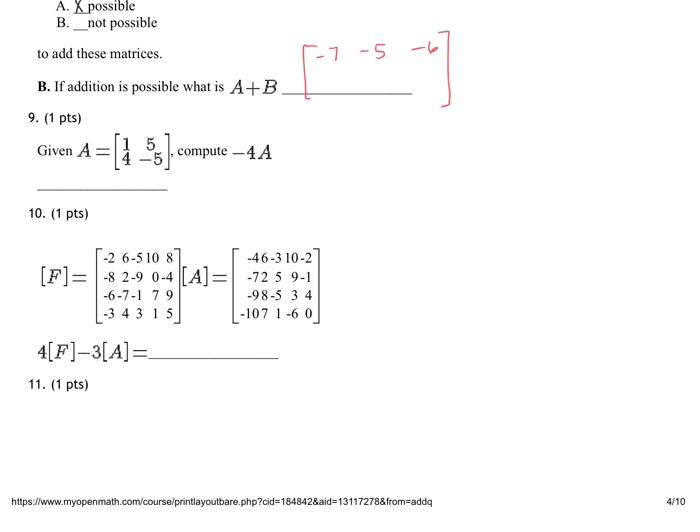Number 9, given A, compute negative 4 times A. So in this case, you're just multiplying each entry by negative 4. So 1 times negative 4 is negative 4. 5 times negative 4 is negative 20.